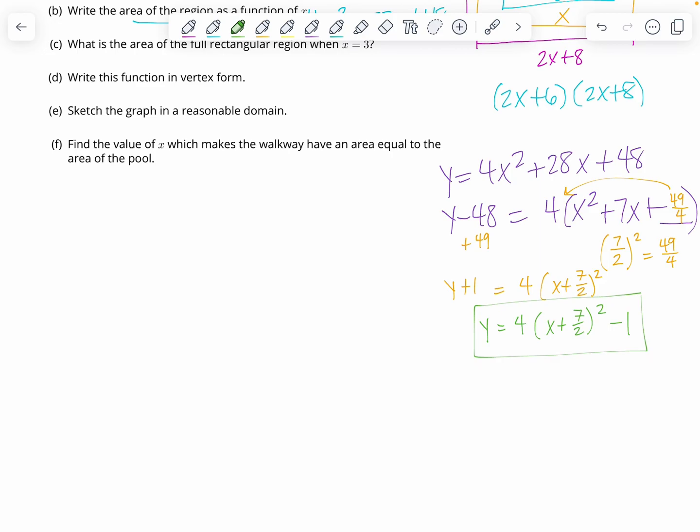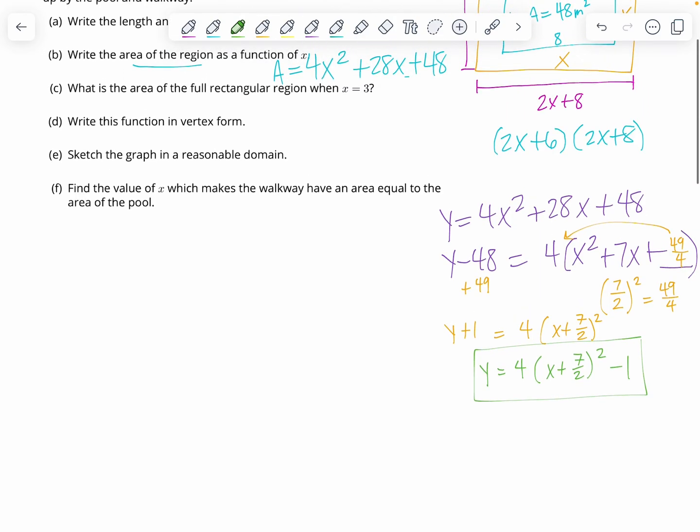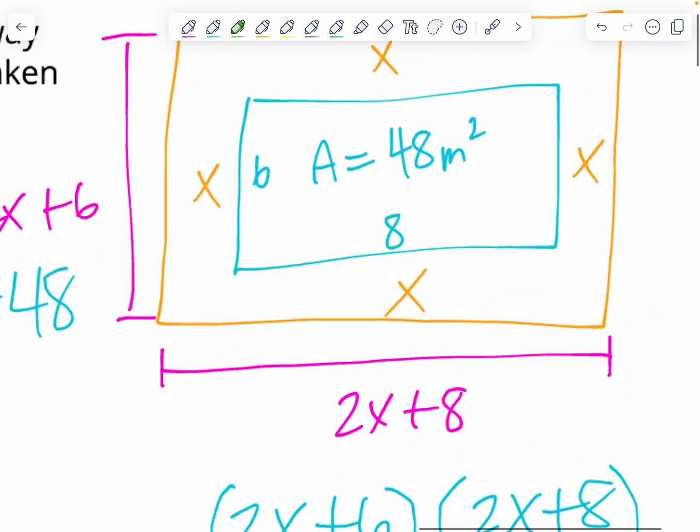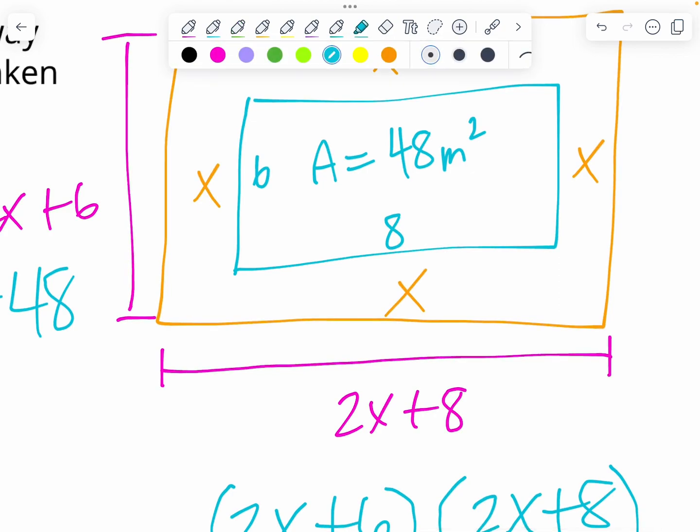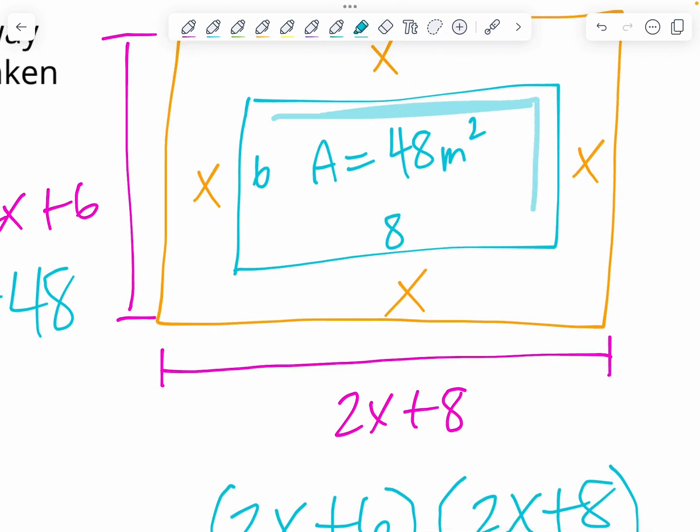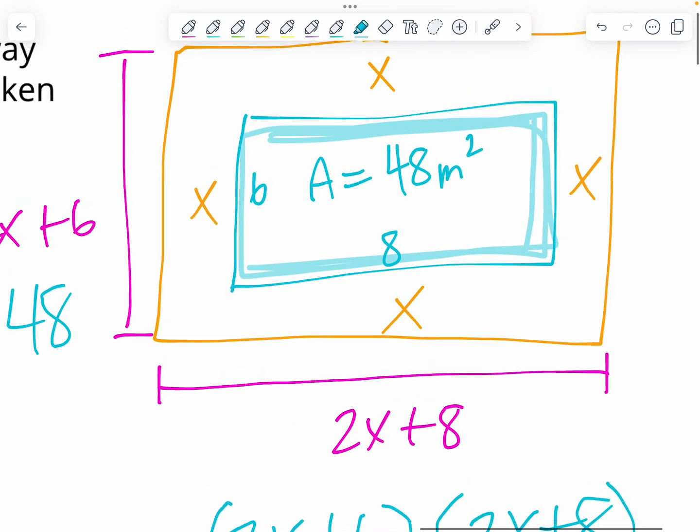Okay, so besides drawing the picture, probably the part that's going to give you the most trouble is going to be part F. So once we set up part F, it's not going to be so bad. But for some reason, we always struggle with setting that up. So it says find the value of x, which makes the walkway have an area equal to the area of the pool. So like I said earlier, we're going to need the area of the pool, which we said is 48. Okay, so we want this to be equal to the area of the walkway.